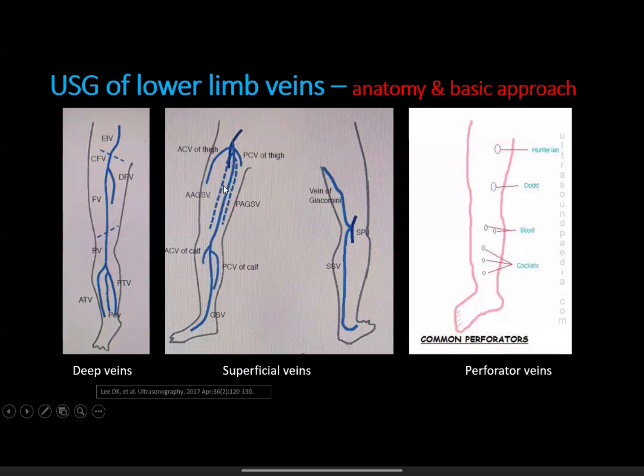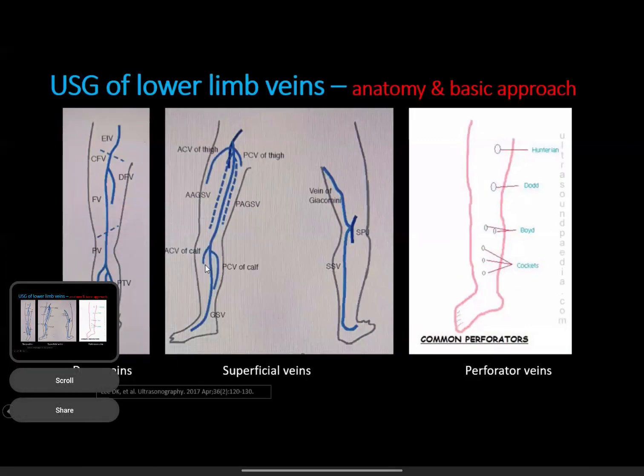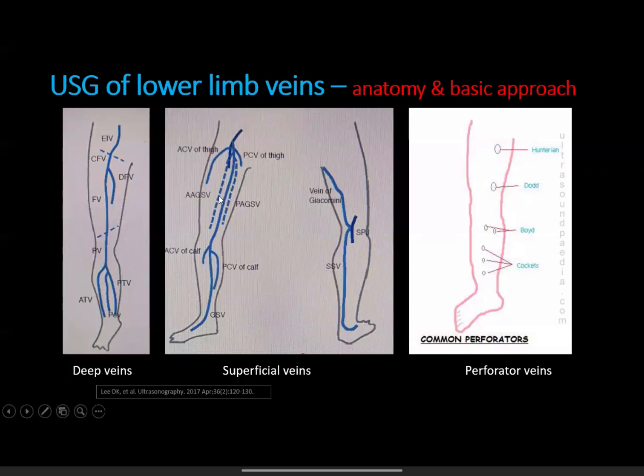One must be very well versed in the anatomy of the lower limb arterial and deep venous system as well as the superficial venous system. I will not go much into detail of these anatomies because it is all well known to everyone. So this is how we can see the external iliac vein continuous as common femoral vein at the level of the inguinal ligament, and then just caudal to it divides into the deep femoral vein, which drains the thigh, and then continues as the femoral vein. And in the popliteal fossa, posterior to the knee, we see the popliteal vein.